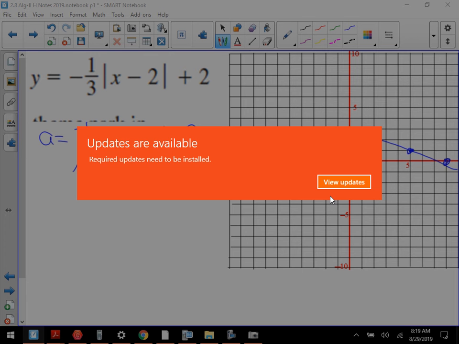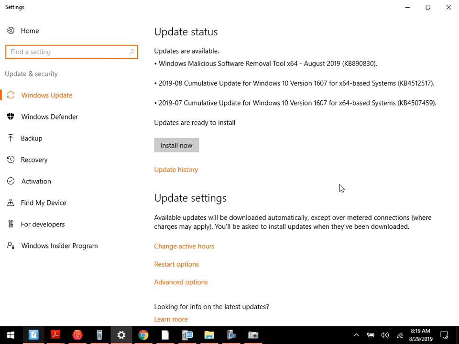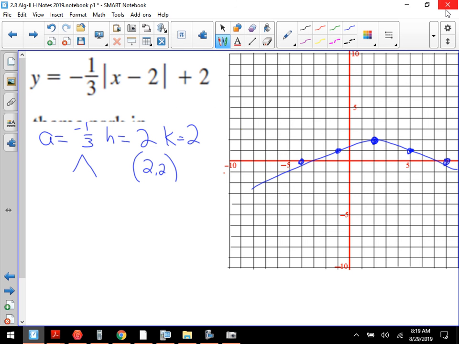Hey, go figure, updates, right? Hey, look, let's do these now. It's super convenient how that always shows up right when you don't want it to. What else do you want to look at? Another side?